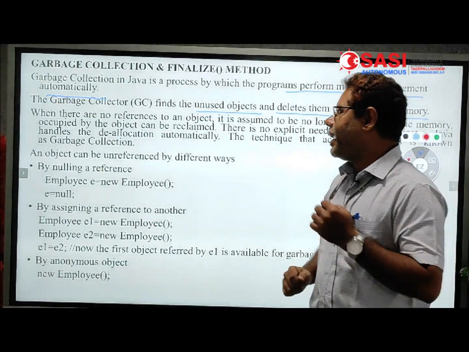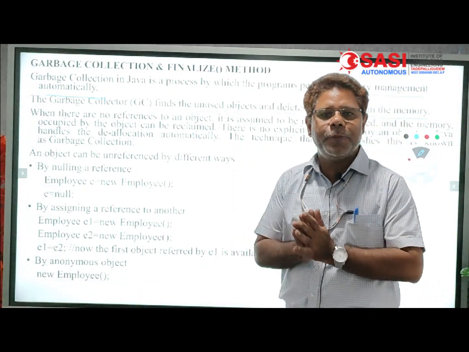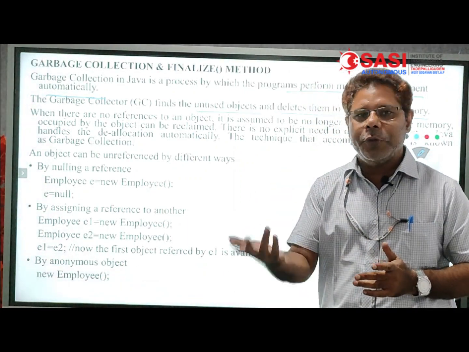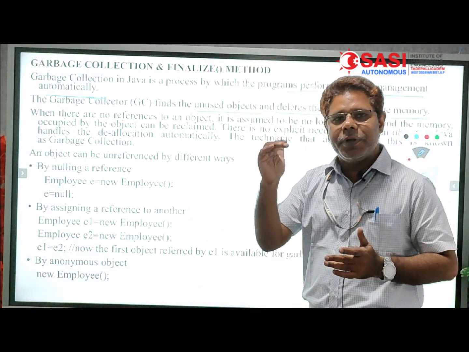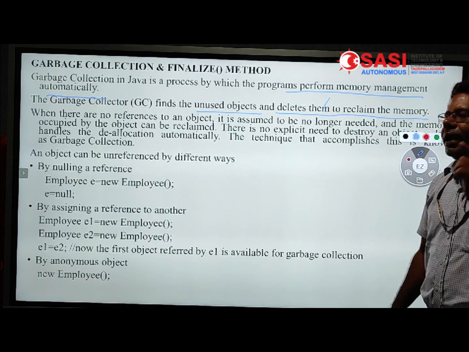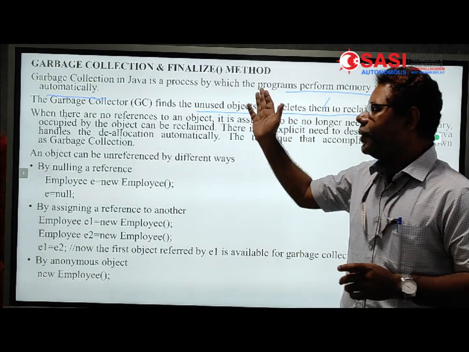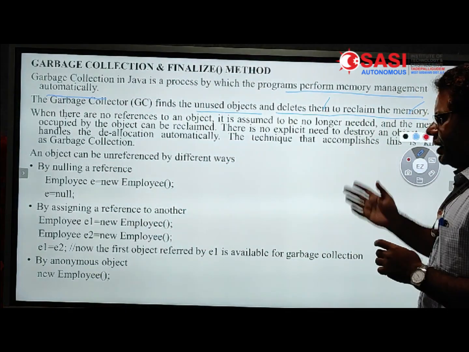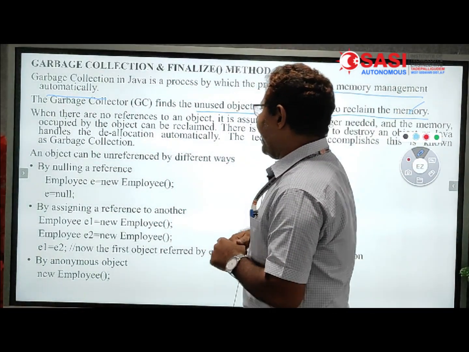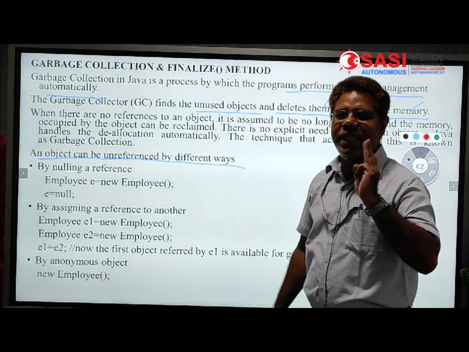Generally we are creating objects in Java. Some objects are useful, some objects are not useful. Those unused objects need to be deleted and that memory reclaimed. For that purpose, we use garbage collection. Generally, an object can be unreferenced in three ways.